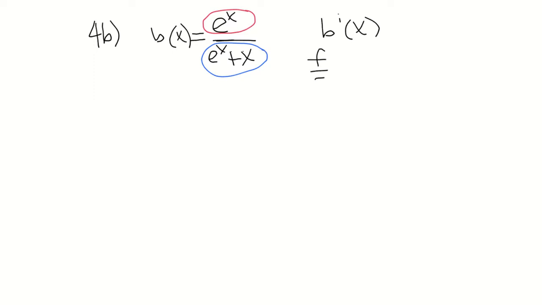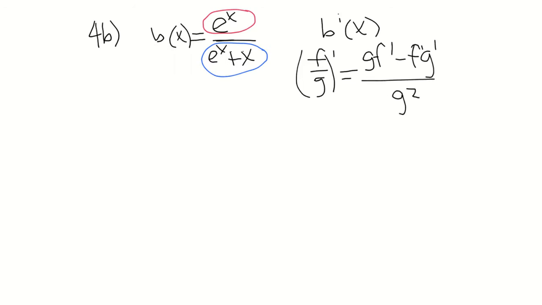So the quotient rule says that f over g of x prime, or f divided by g prime, is going to be g f prime minus f g prime over g squared. Okay, so our top function is f, so e to the x. So let's first just find f and f prime. So f is e to the x, and f prime is the derivative of e to the x, which is also e to the x.